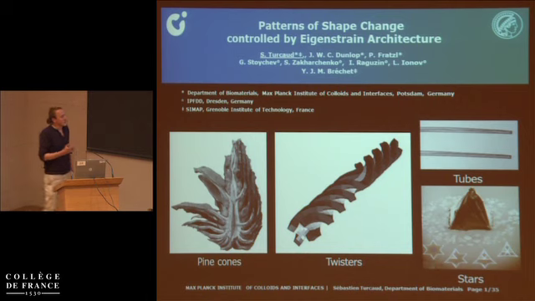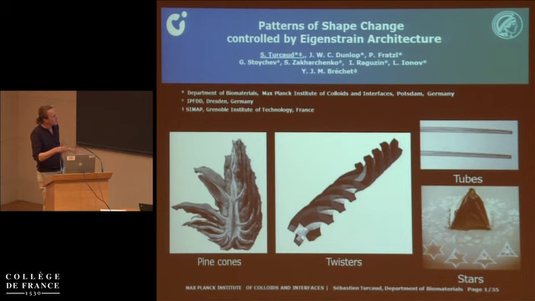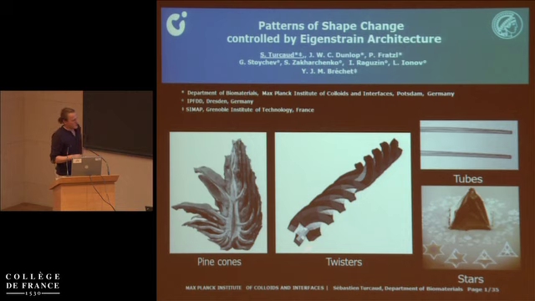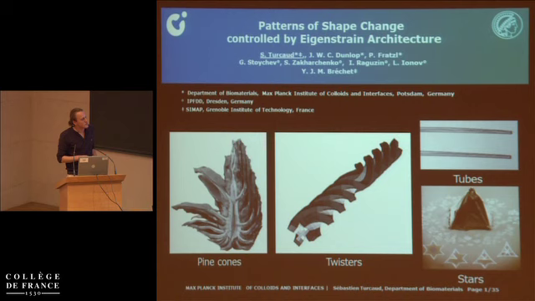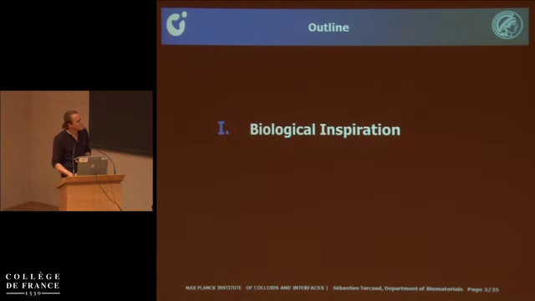So I already told you that I wanted to talk about shape changes, inspired by passive motions in plant systems. I will talk briefly about some typical architecture that can trigger those kinds of movements, and my talk will be mainly on a collaboration I'm doing with chemists, where we look at specific shape changes. So, my outline: first biological inspiration, some architectures, and then those diffusion-driven systems.